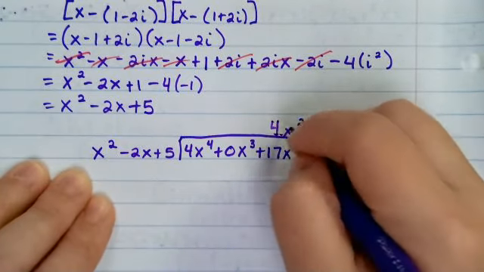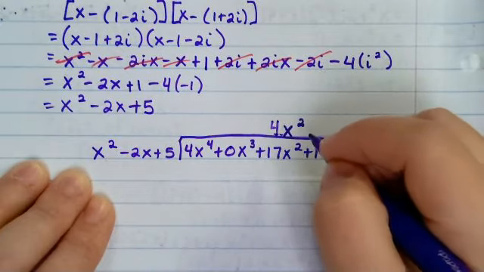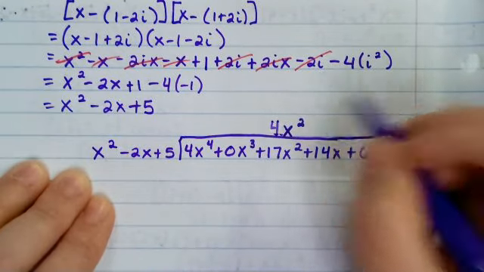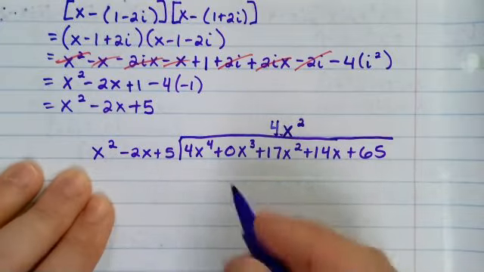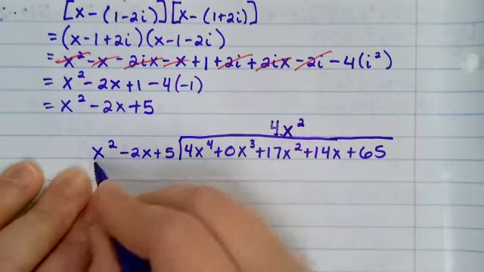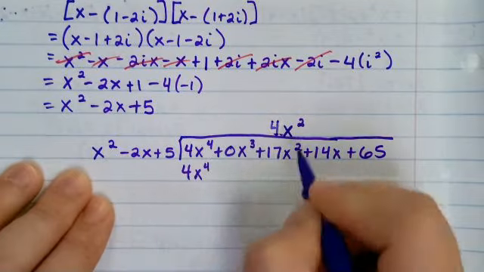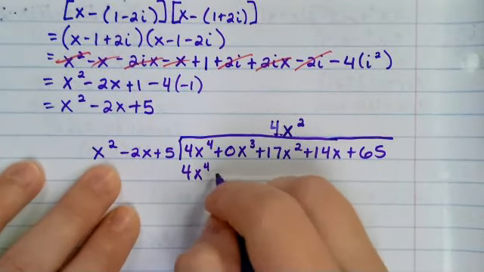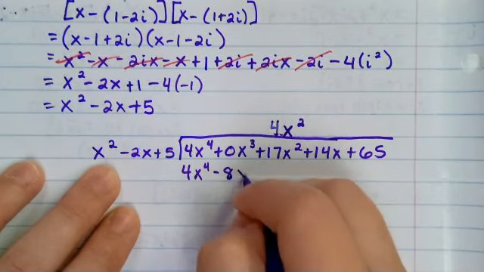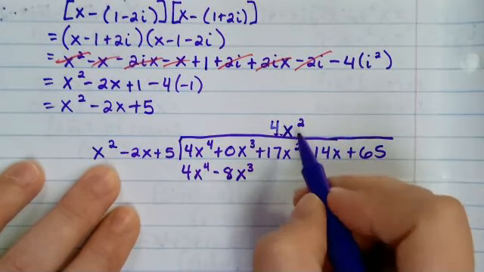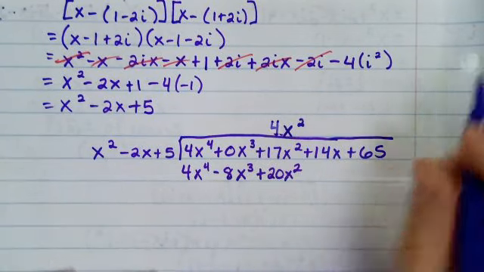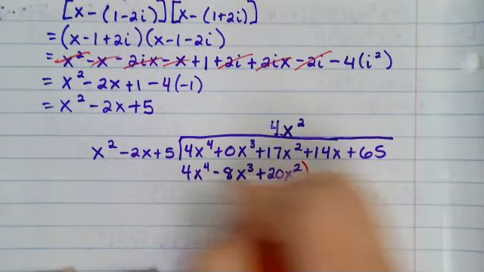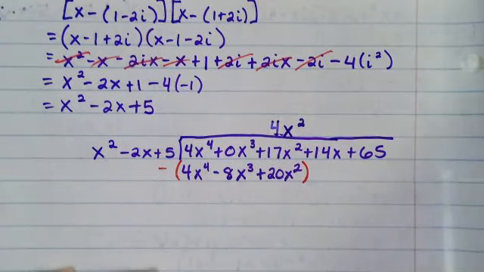If you're not sure what I'm doing, go back to section 2.4 part A, and you will see us go through long division again. Okay, then we're going to take this top number and multiply through the divisor. So 4x squared times x squared is 4x to the fourth. 4x squared times a negative 2x is a negative 8x cubed. 4x squared times 5 is a positive 20x squared. And then we take this and subtract that from the line above.